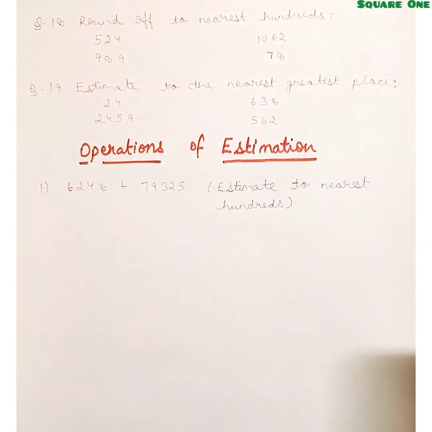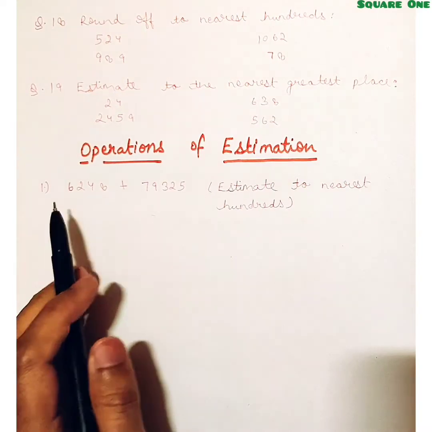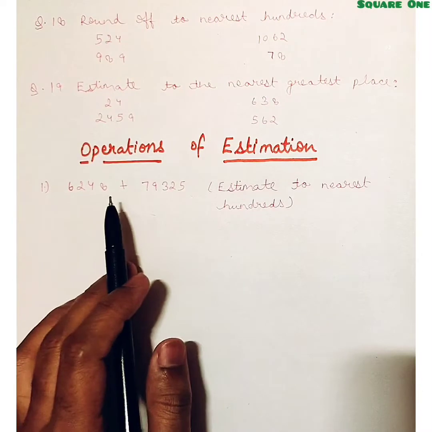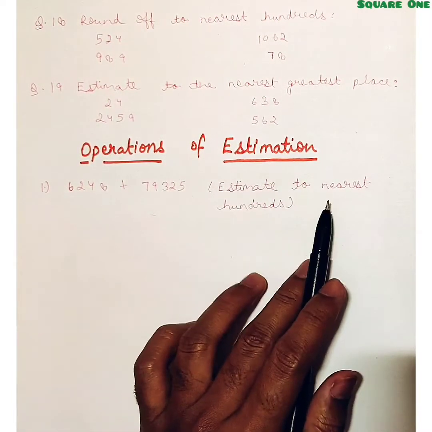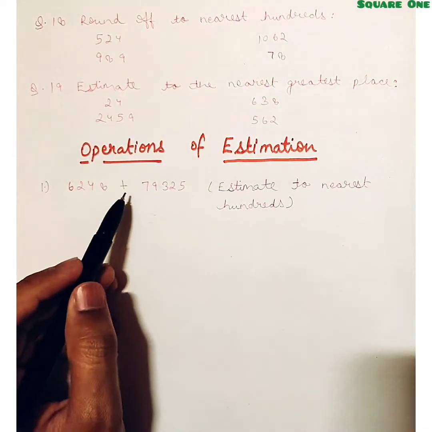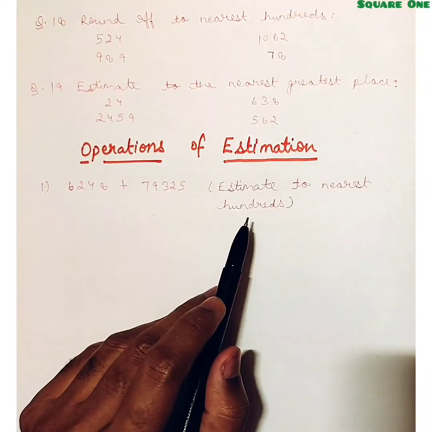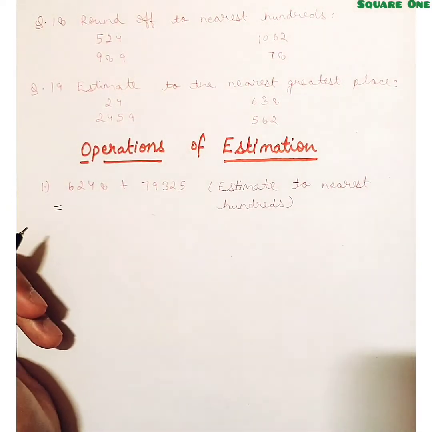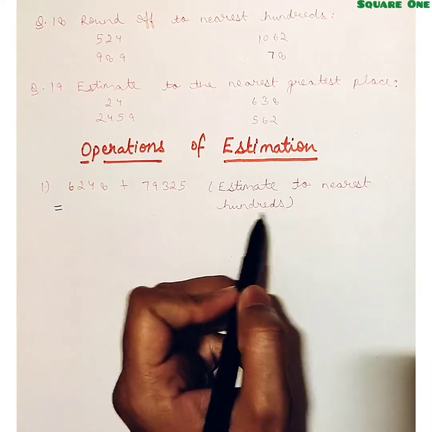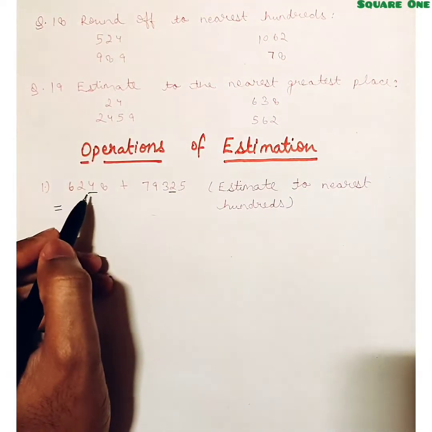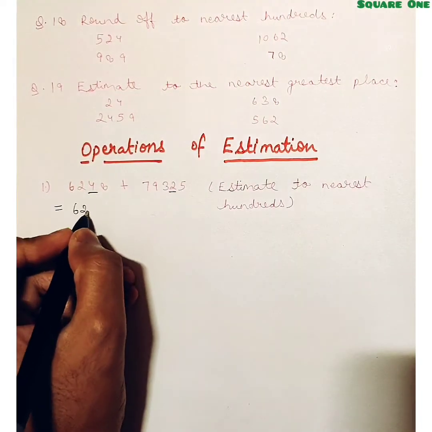Now let us see some operations of estimation. The first question says that 6248 and 79325. You have to do the additions and estimate the solution to the nearest hundreds. Now what you have to do is round off these numbers or estimate these numbers to the nearest hundreds and then find the addition or the sum. Since we have to round off to the nearest hundreds, we will look at the tens digits in both of these numbers. Then this number will become 6200.